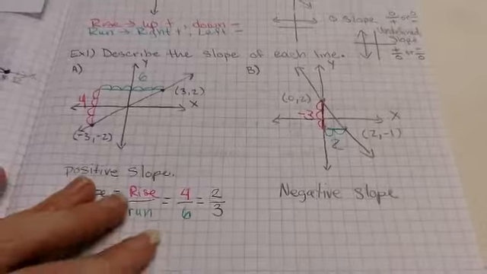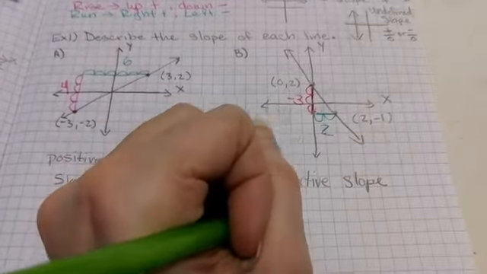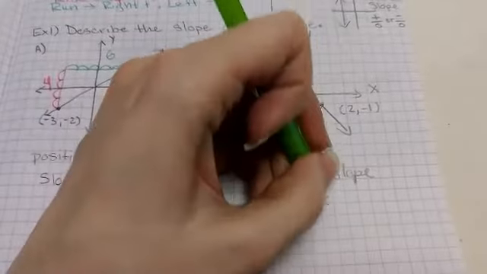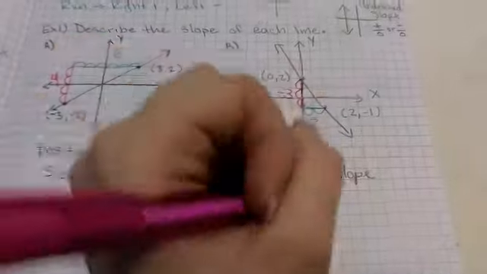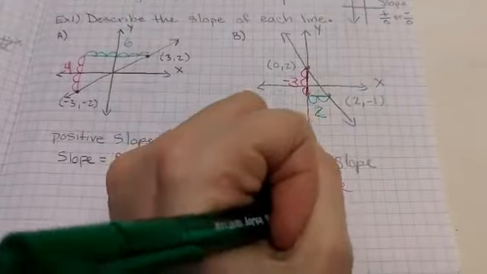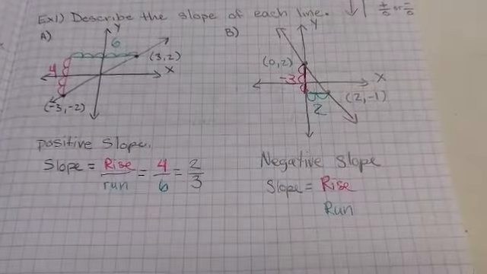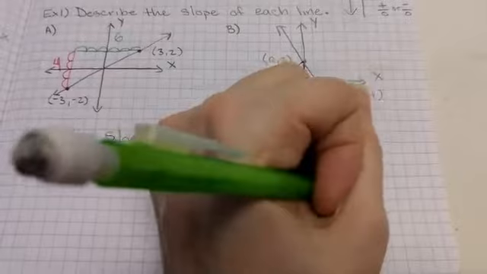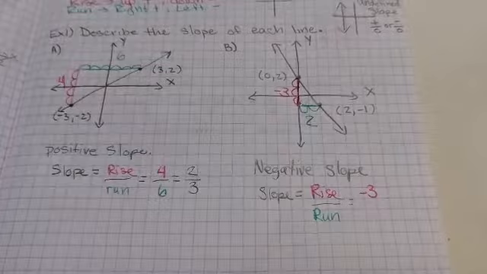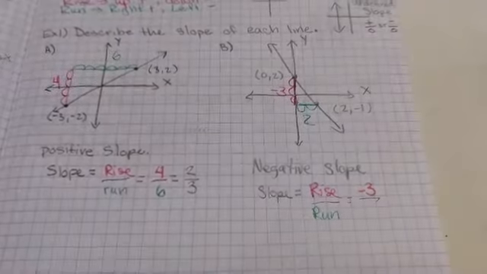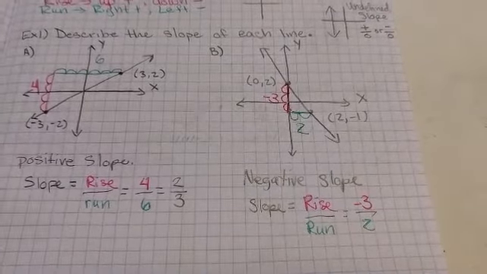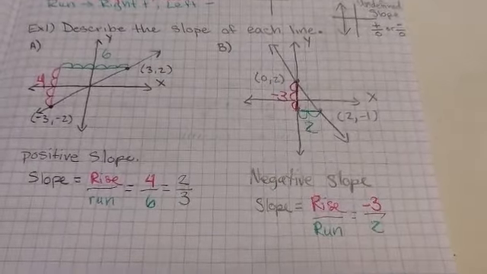So my slope is rise over run, and we rose a -3, and we ran a +2. So our slope is -3 over +2. It's a negative value.